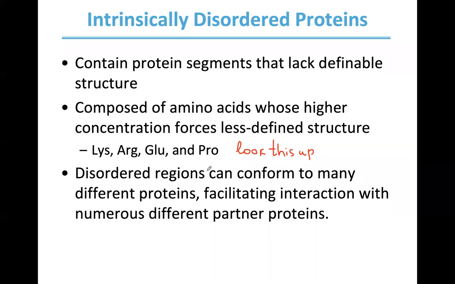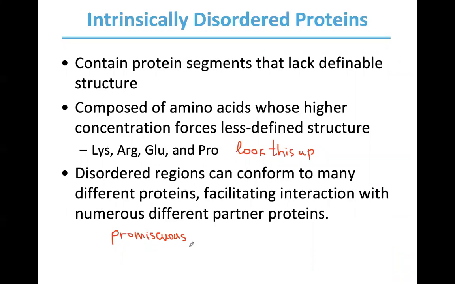And so basically, the reason for their existence is that they can conform to many different proteins, facilitating interaction with numerous different protein partners, right? So they become promiscuous. So that's a very good one. So they lose specificity, right? So they don't interact with just one protein, but interact with multiple proteins.